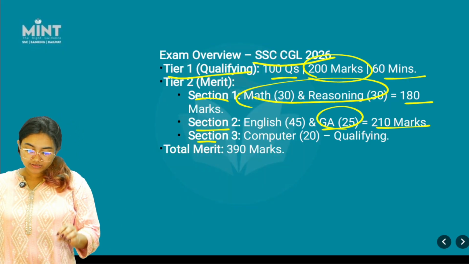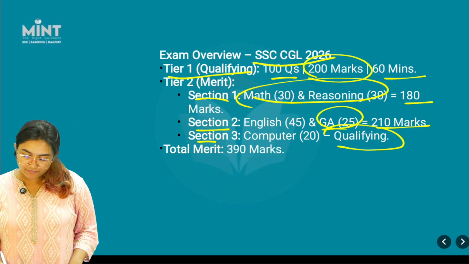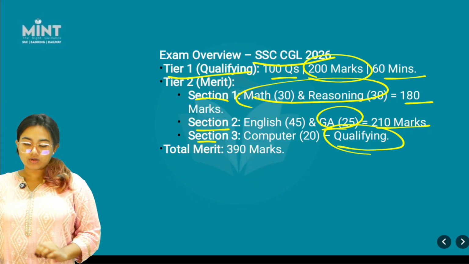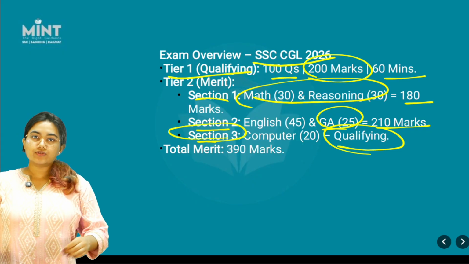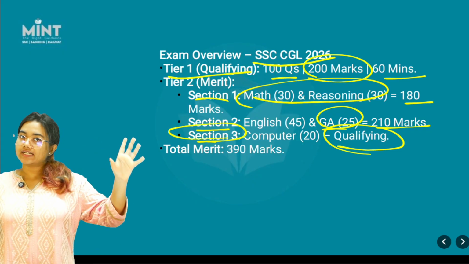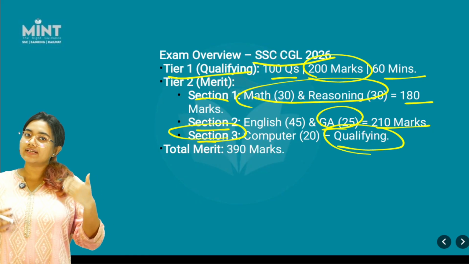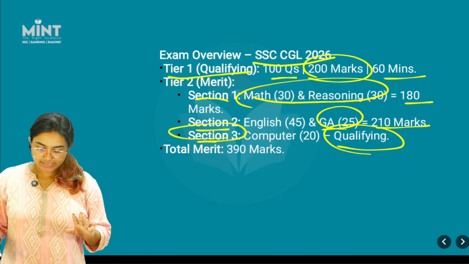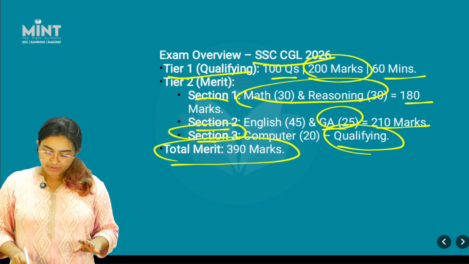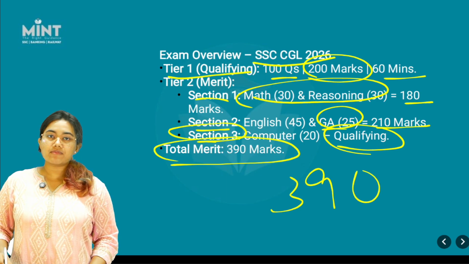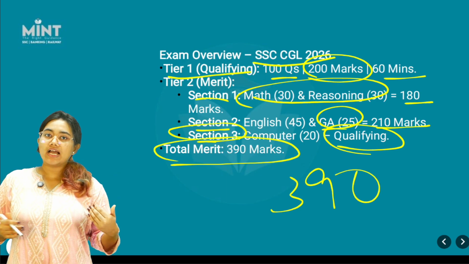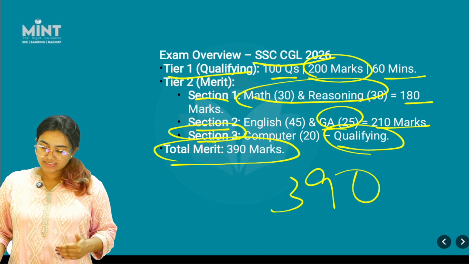The section 3 will be computer, which is a qualifying part. So you have to qualify section 3. If you qualify it only, then sections 1 and 2 will be awarded, because if you don't qualify it, then there's no point in scoring high marks in the first 2 sections anyway. So the total merit will be about 390 marks. That's going to be the one that is calculated to be in the final list.